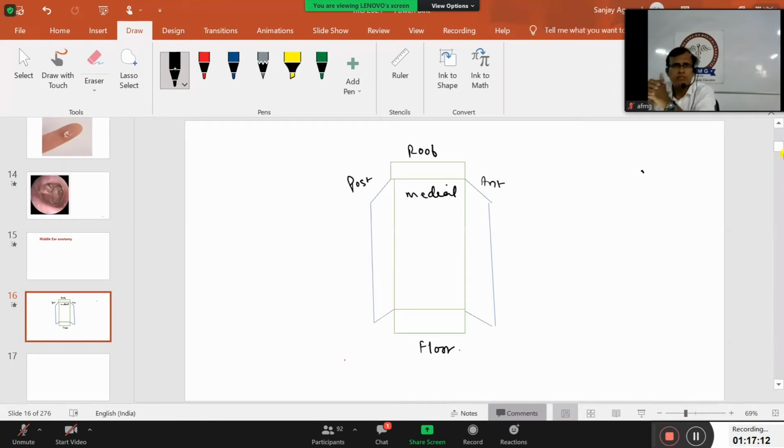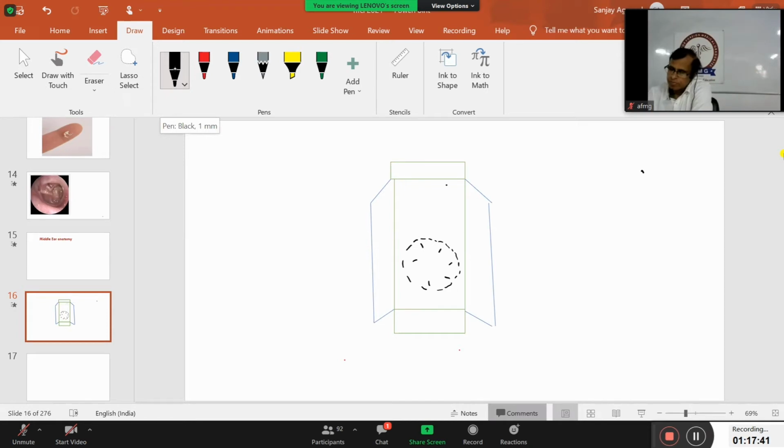What's the roof called? Roof is called tegmen tympani. And there is a bulge on the medial wall. What is the bulge called? Promontory. In the center. So if I draw the promontory, it comes about like this. Let's say this is the promontory. It's a bulge. So I'm going to remove these names that I've written. We'll start with the anterior wall. Let's talk about the anterior wall of the middle ear.